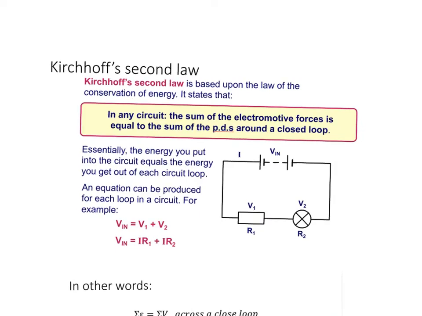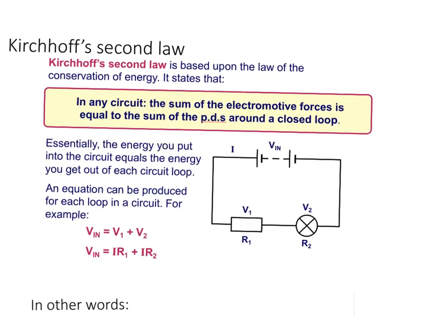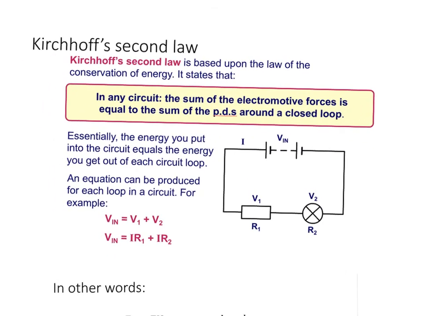So Kirchhoff's second law. Now this law is not unlike his first law that's based on the conservation of charge. This law is based on the conservation of energy. So it says that in any circuit, the sum of EMF, electromotive force, is equal to the sum of the potential differences around a closed loop.